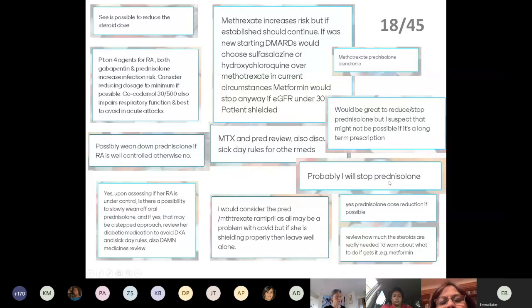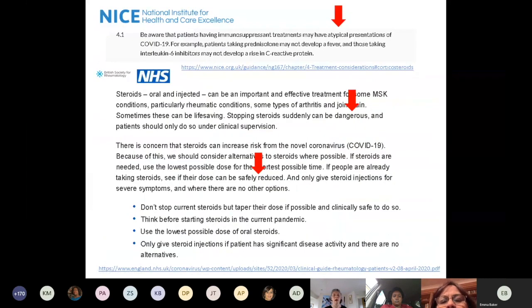So let's just look at what the advice is from NICE and NHS England. All of this has been done with the British Society for Rheumatology. The first thing that I think is really interesting to point out is that patients on immunosuppression may not present typically with COVID. We said that 99% of patients would have a fever, but patients on steroids may not develop a fever. So I think it's really important for us to remember that with our immunosuppressed patients.